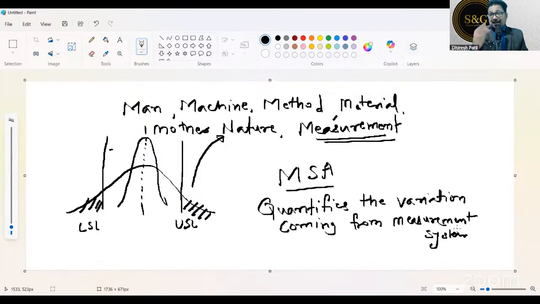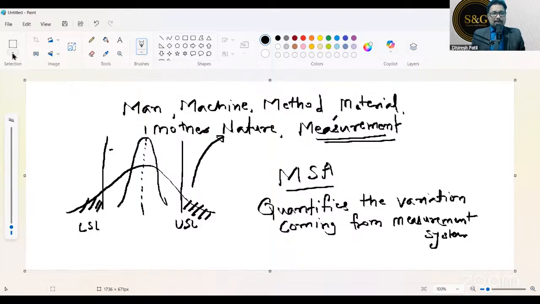There is also something called an attribute measurement system, which we are going to talk about. But are you clear? Measurement is one of the 6M, and today we are going to discuss the measurement part, to quantify how much variation is induced because of the measurement system. We do measurement system analysis. That is what today's topic is.